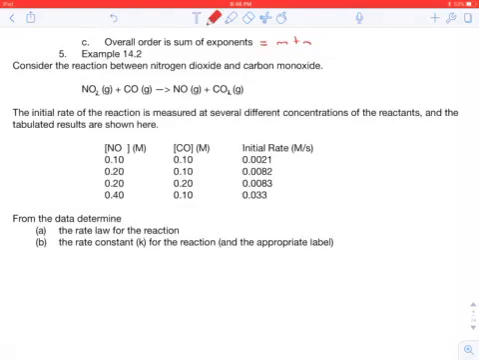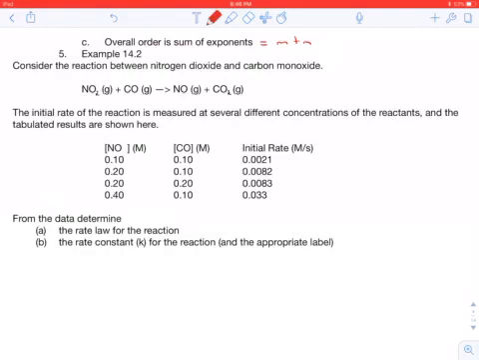Okay, so let's figure out how to do this. Example 14.2 says, consider the reaction between nitrogen dioxide and carbon monoxide as written below. The initial rate of the reaction is measured at several different concentrations of the reactants, and the tabulated results are shown here. So we've got all this information here from the data.